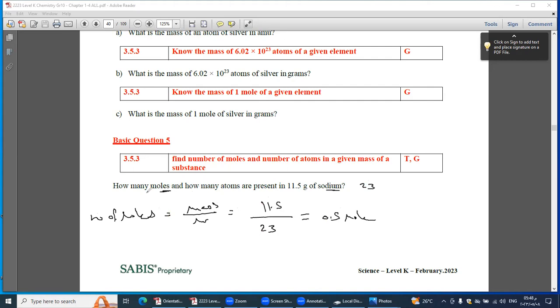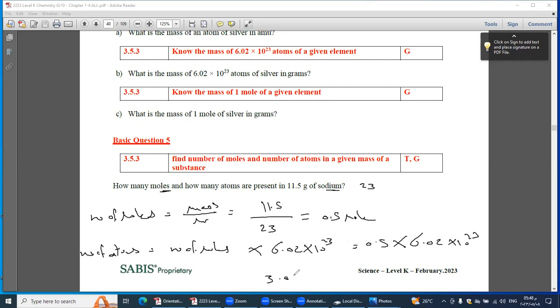After that, how many atoms? Number of atoms is equal to number of moles multiplied by Avogadro's number, 6.02 times 10 power 23, equals 0.5 multiplied by 6.02 times 10 power 23. So it equals 3.01 times 10 power 23 atoms.